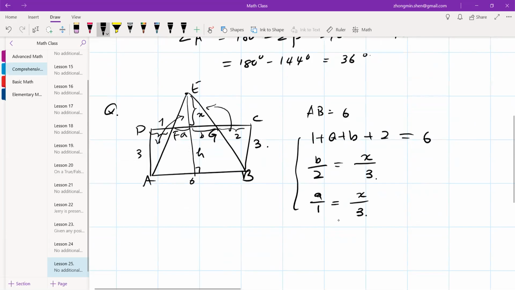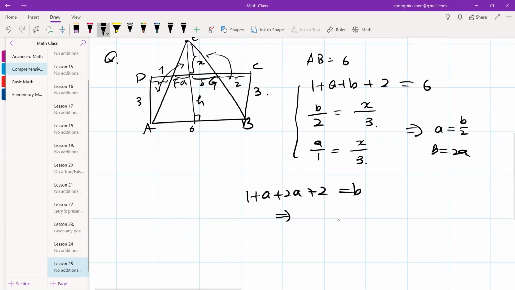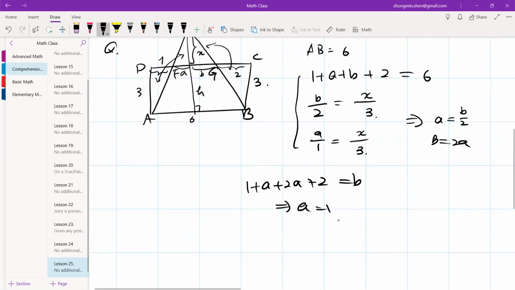Okay, then you look at this. Clearly from here, A is going to be half of B. B is double of that. Then you plug into the first equation. Let's say B is going to be 2A. So 1 plus A plus 2A plus 2 equals 6, and clearly 3A equals 3. So A is going to be 1. Once A is 1, B is going to be 2.